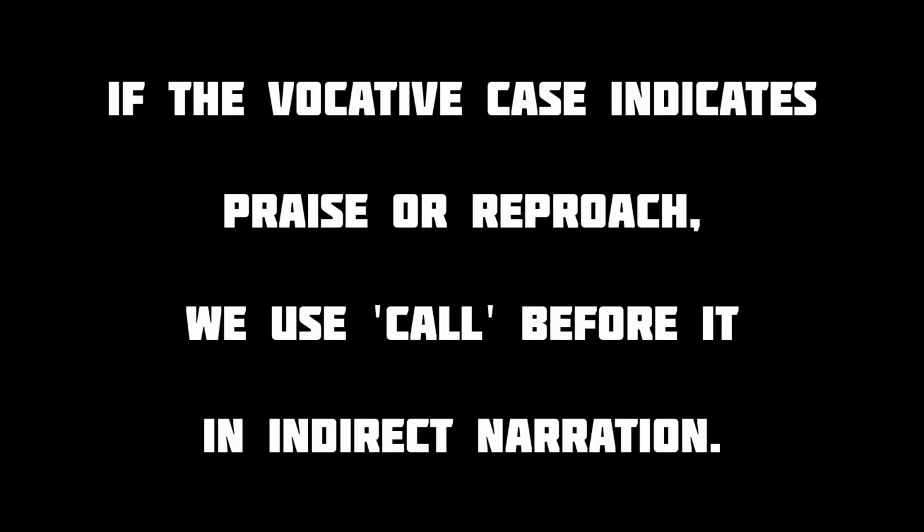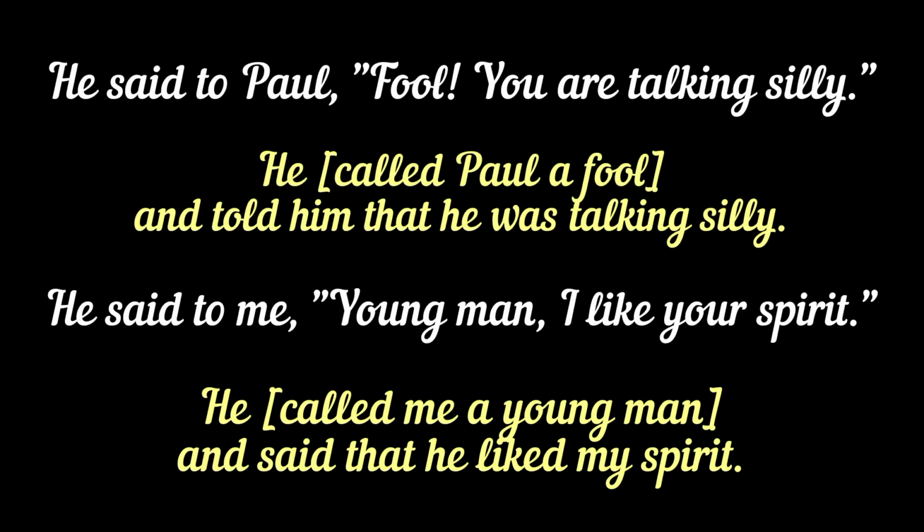If the reported speech has a case of address that indicates praise or reproach, in indirect speech we may use the expression call before it. In other words, the verb call is used to report the case of address in indirect speech. He said to Paul, "Fool, you are talking silly." Here, fool is the case of address in the reported speech. So in indirect speech we have: He called Paul a fool and said that he was talking silly.